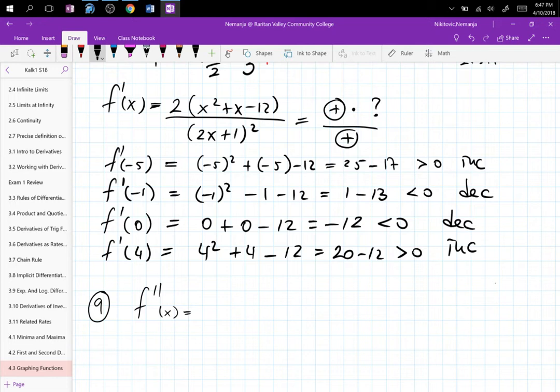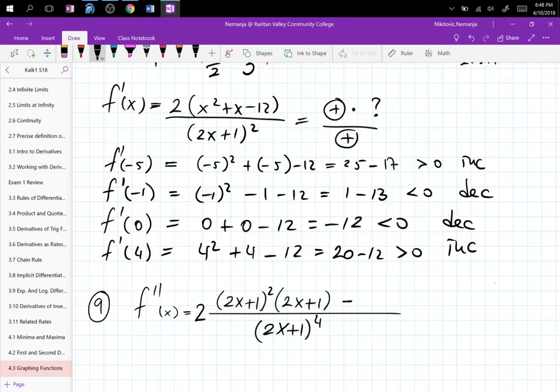How about we take the second derivative now? See what's going on. We have the first derivative here, so we copy this 2x plus 1 to the 4th now, because you have to square it. Copy 2x plus 1 squared as is. Derivative on top is 2x plus 1. Minus copy the top, which is x squared plus x minus 12, times the derivative of the bottom, which is 4, 2x plus 1 cubed times the derivative of the inside.